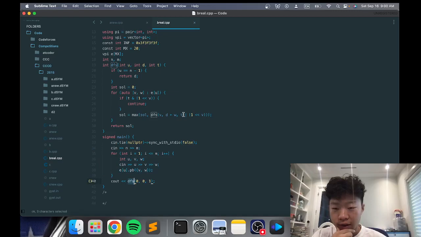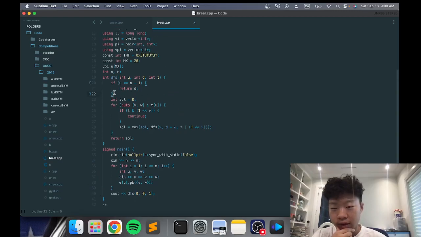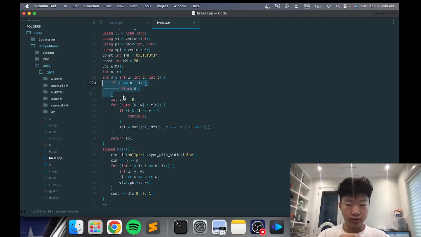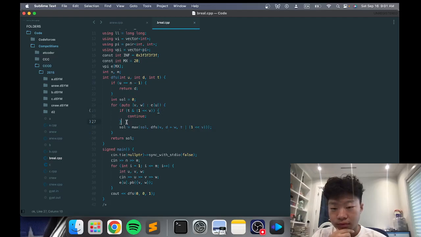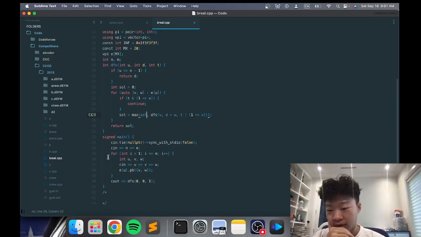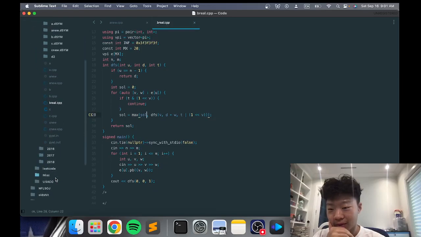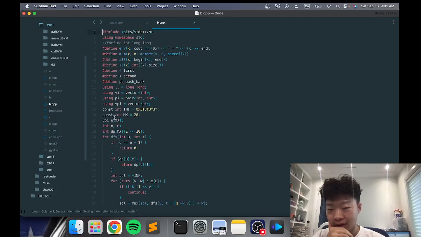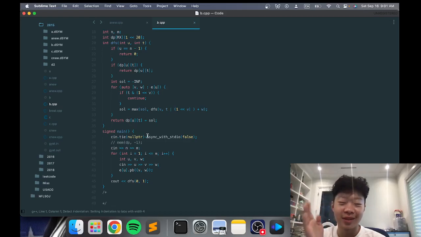Edges, do that DFS. If you reach the place, okay, this is a bit mask. Wait, what? I don't think this code works. Where's my real code? Yeah, that code didn't work. My bad.